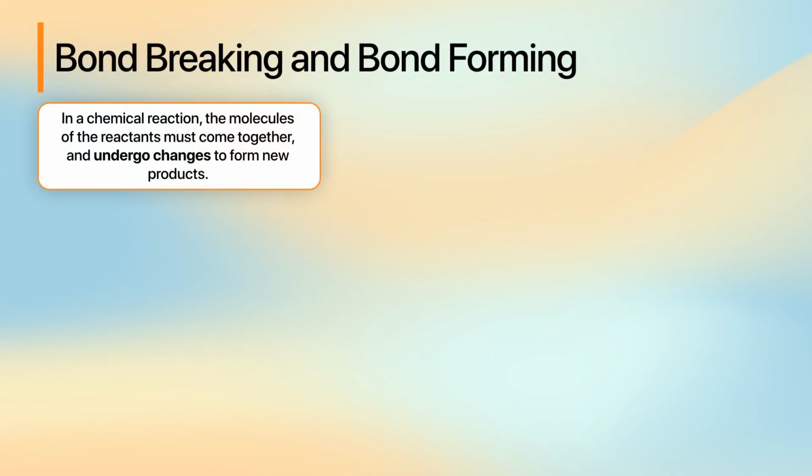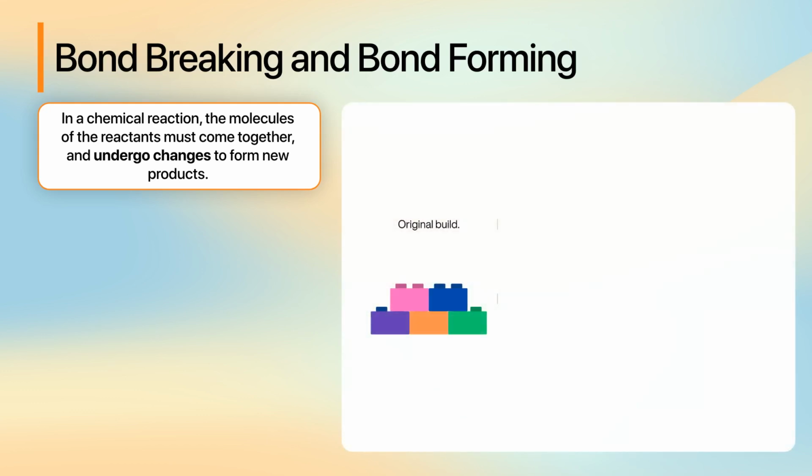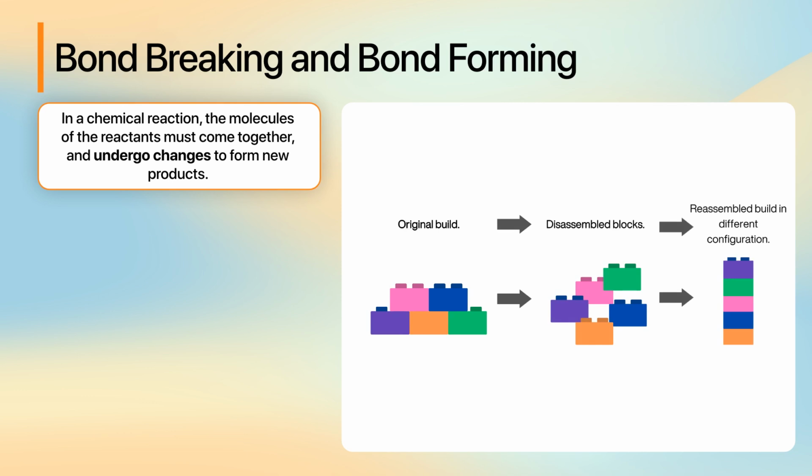In a chemical reaction, the reactant molecules must come together and undergo changes to form new products. This involves two key processes: bond breaking and bond forming. To understand this, let's consider a simple analogy. Imagine you have a set of building blocks connected together to form structures. To rearrange these blocks into new structures, you first need to disassemble the existing ones, which illustrates bond breaking, and then reassemble them in a new configuration, which is bond forming. Let's take a look at these stages in more detail.